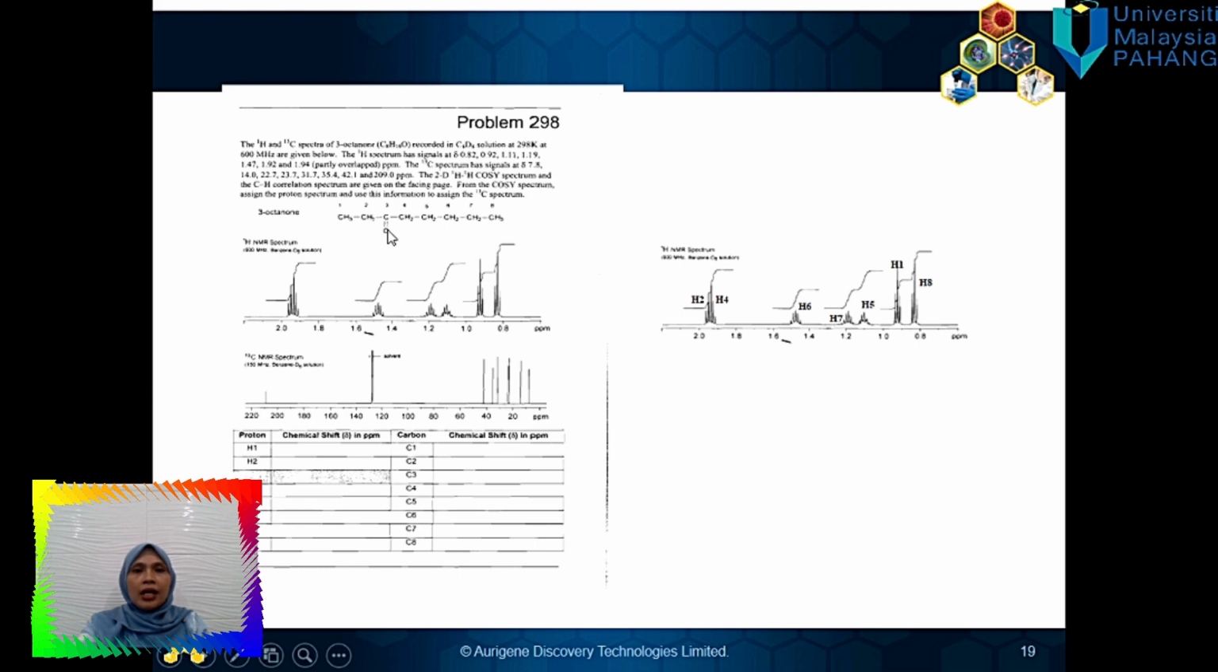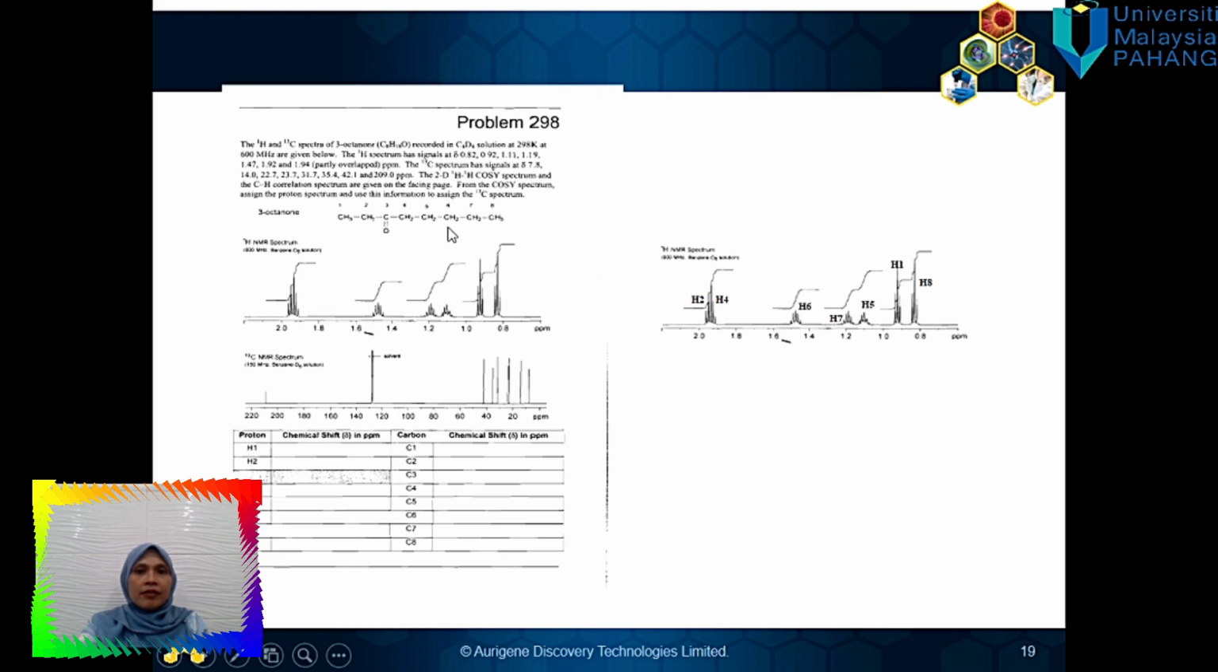The further from the C double bond O, the more shielded they are. That's why I label it this one is H5, H7, H6, H4, and H2. H4 and H2 are near to this one, so they become more deshielded.